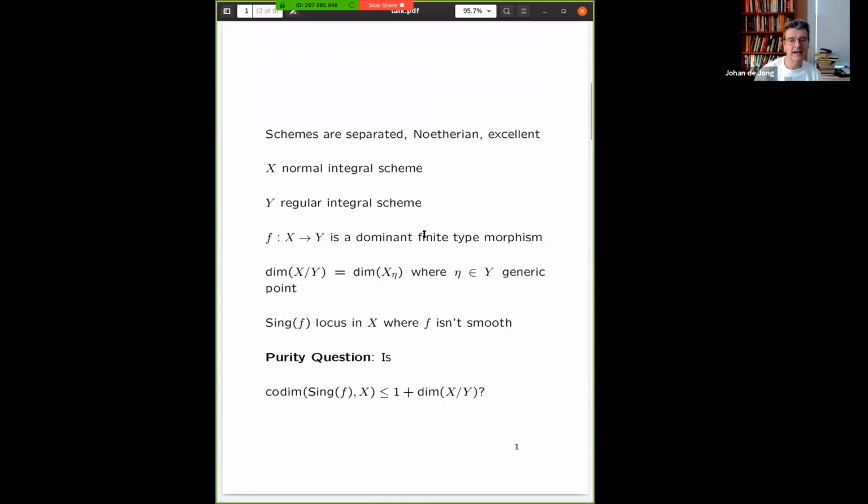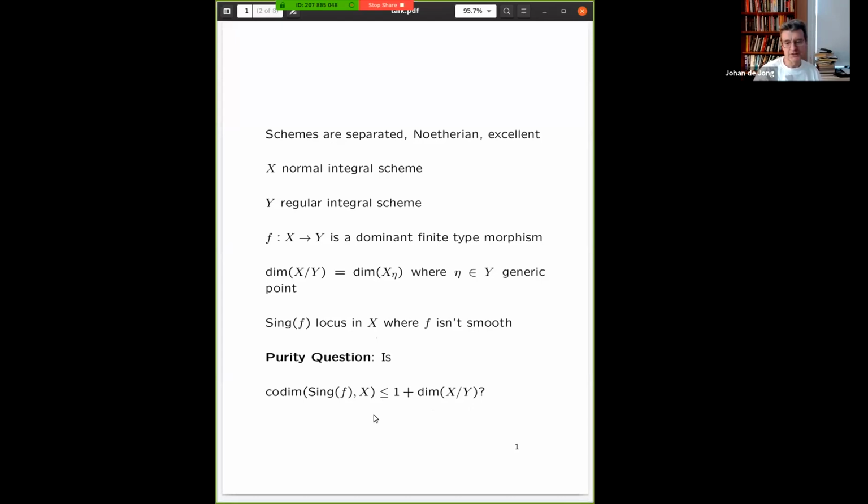The singular locus is the locus where f isn't a smooth morphism, that's a closed subset of X. And the purity question that I want to talk about is: is it true that the codimension of the singular locus in X is at most 1 plus the relative dimension? You don't have to worry about what notion of codimension you use, because the question is local on X. So you can always assume that the singular locus is irreducible, and then there cannot be any confusion.